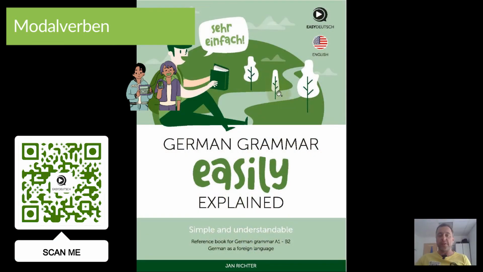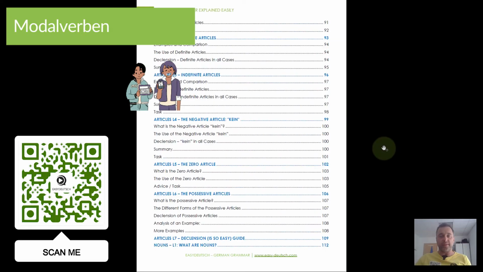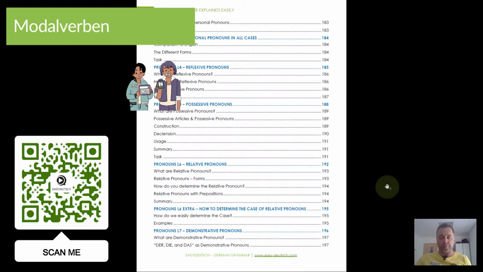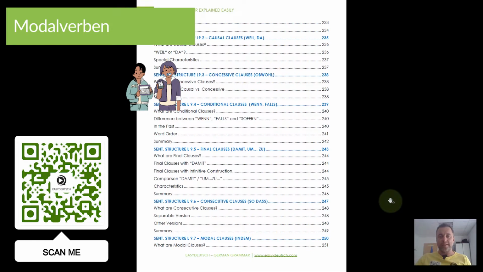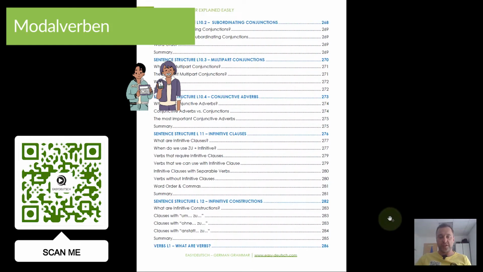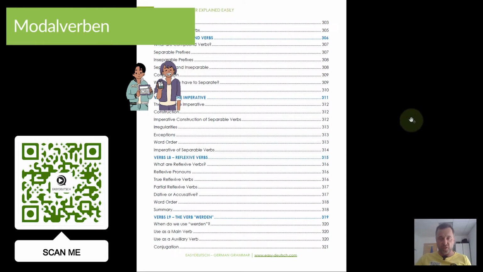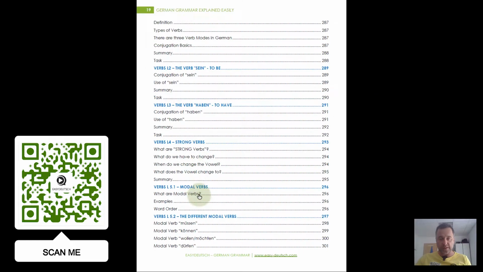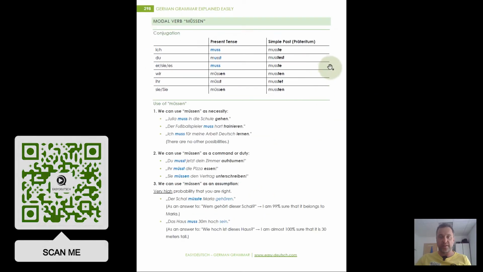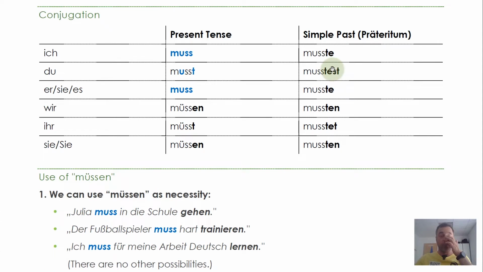So we're here now in my ebook German Grammar Explained Easily. Today's topic is the different modal verbs and we want to check out what they mean and when we actually use them. So let's go to the table of content and let's jump right there. So let's start with müssen.